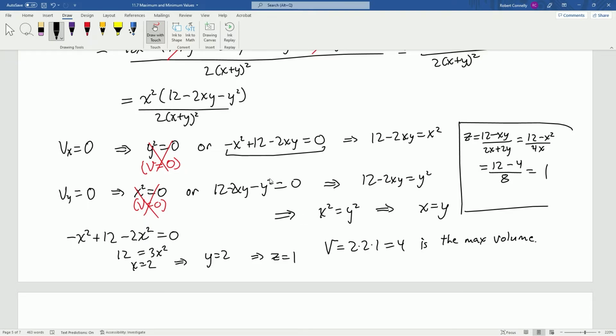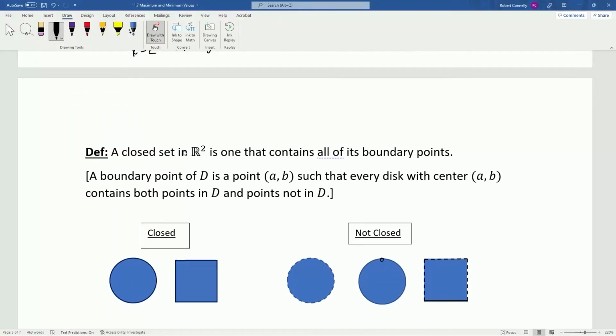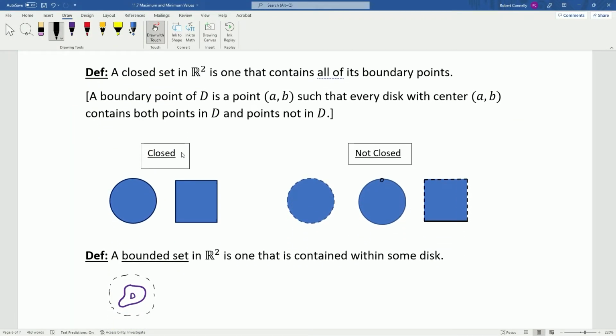All right, so let's move on to a couple quick definitions, and then we'll get to our last topic for this section. So, definition. A closed set in R2 is one that contains all of its boundary points. A boundary point of D is a point (a, b) such that every disk with center (a, b) contains both points in D and points not in D. So, in other words, the boundary points are the points on the edge, because if you take one of those boundary points and you draw a little circle around it, you get points both inside and outside your region.